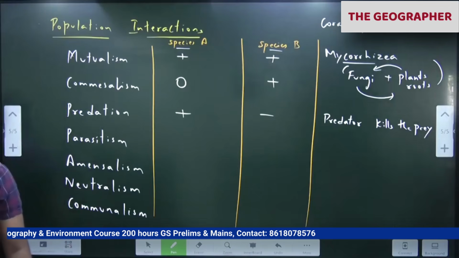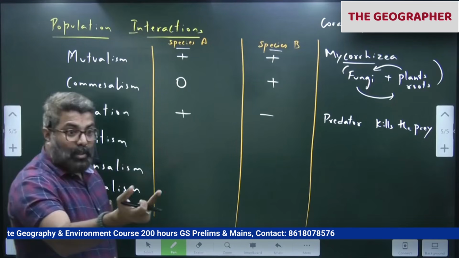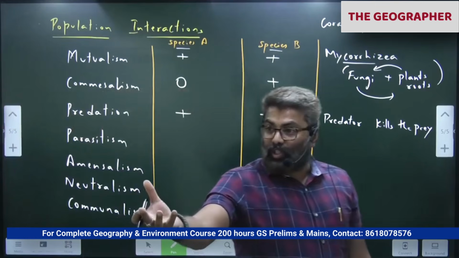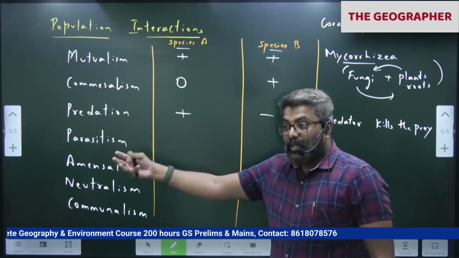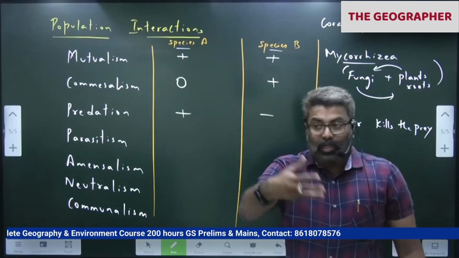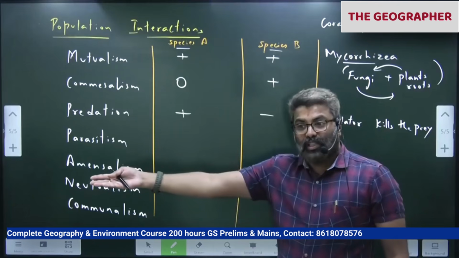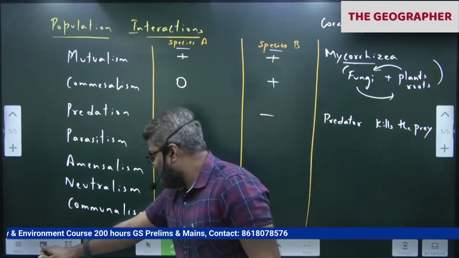Leech, you notice leech. Leeches suck the blood. Lice, ticks, bedbugs, have you seen? All these are what? Parasitism. They try to draw nutrition from the host species. In that way, they get their nutrition, whereas the other species is harmed. In that also I'll show you.